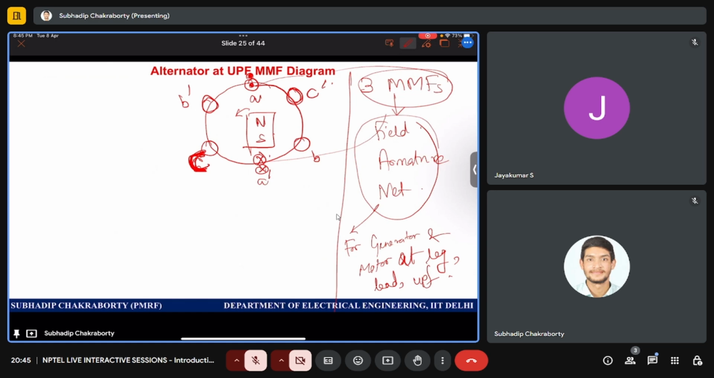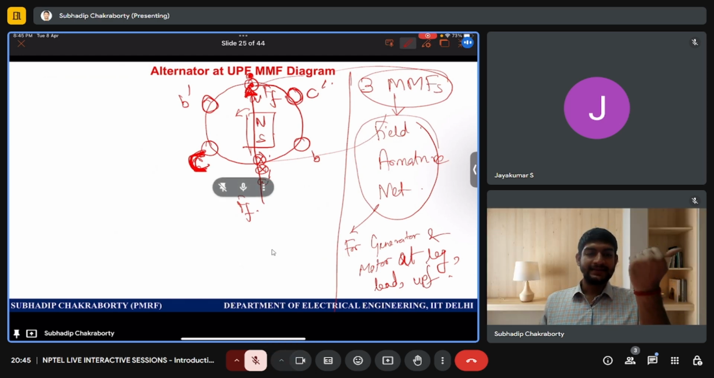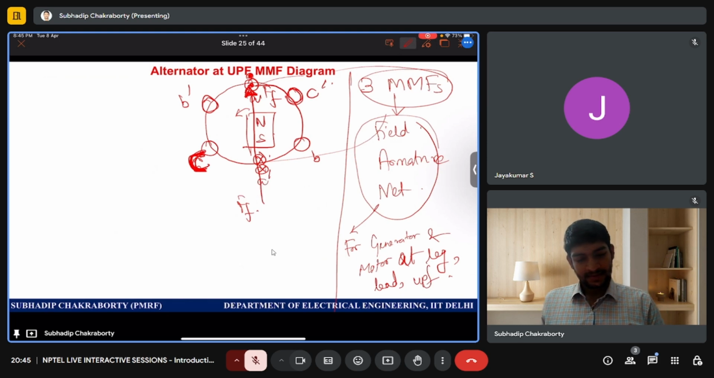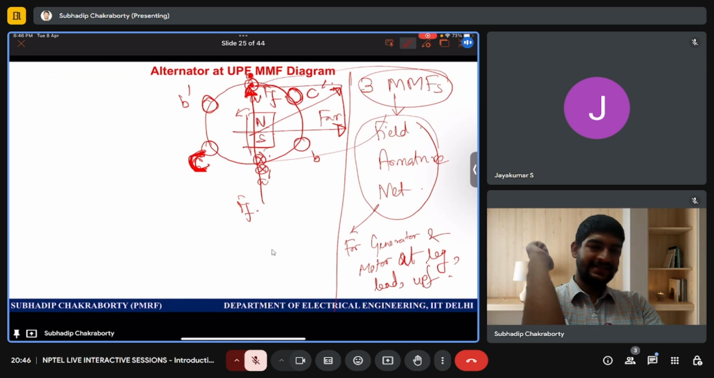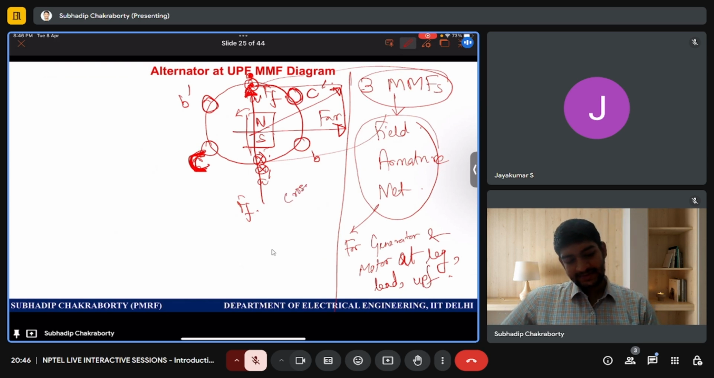So the field MMF is like this, because field flux north pole, south pole like this, FF. But F armature, you do like this. In a coil, you do like this, right hand rule. The net armature MMF is like this, FAR. So since the two fluxes are perpendicular, it does not have a net reaction, right? It is called cross magnetizing.